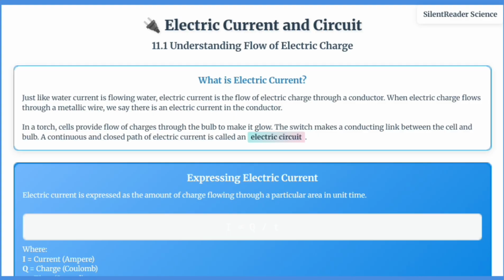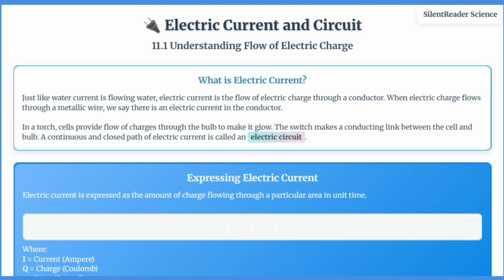Let's begin with the fundamental concept of electric current. Just like water current is flowing water, electric current is the flow of electric charge through a conductor. When electric charges flow through a metallic wire, we say there is an electric current in the conductor. Think about a simple torch. The cells provide the flow of charges through the bulb to make it glow. The switch creates a conducting link between the cell and the bulb. A continuous and closed path through which electric current flows is called an electric circuit.